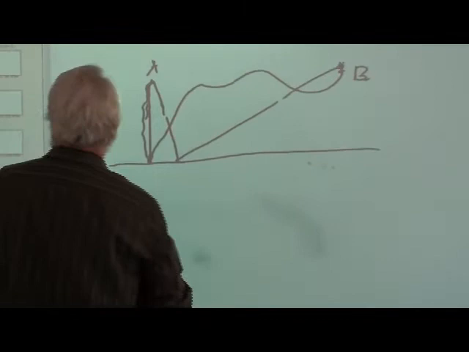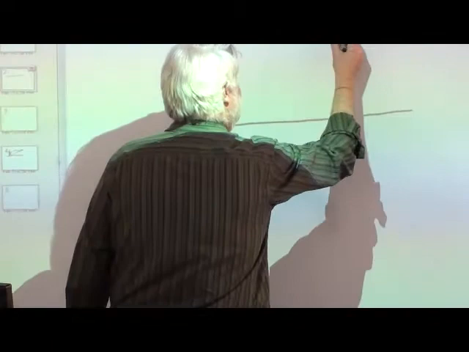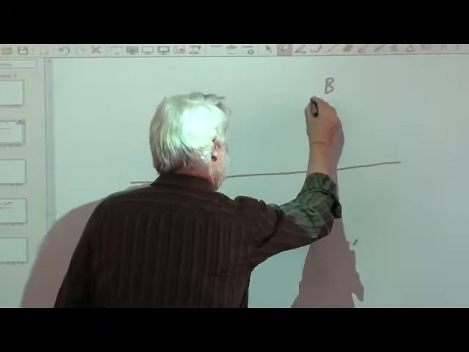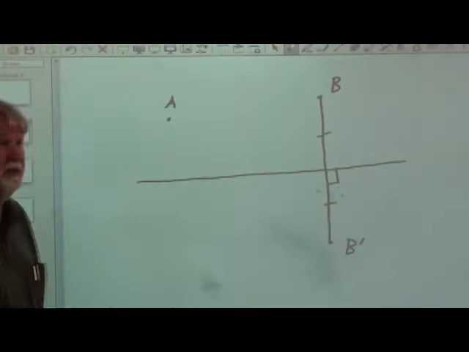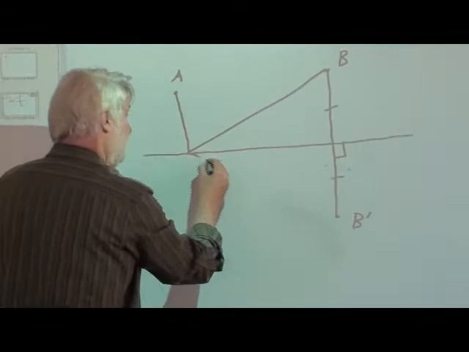Let's put my mirror here again. Here's A. That's my light source, or B. And I'm now going to take and reflect B down here to B prime so that this is a right angle and these two distances are the same. Then, anytime I take a path from here to here, I can look at the corresponding path where I leave this part the same and look at that.